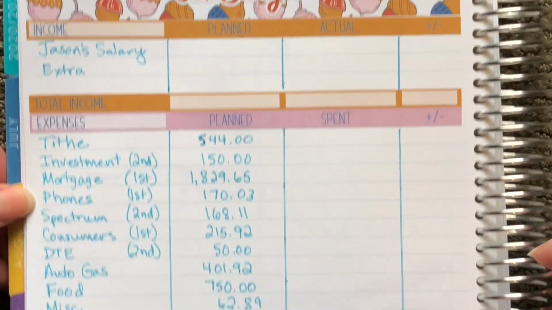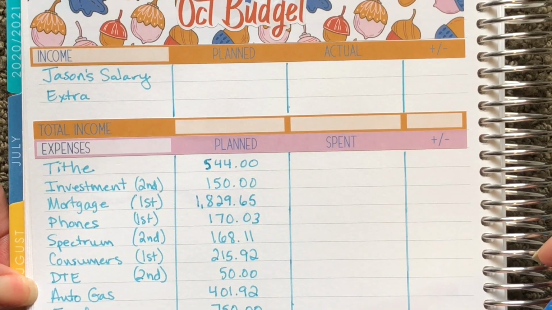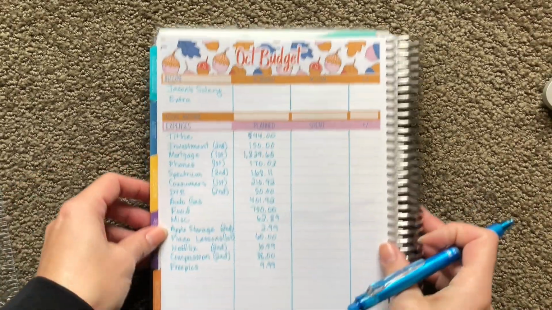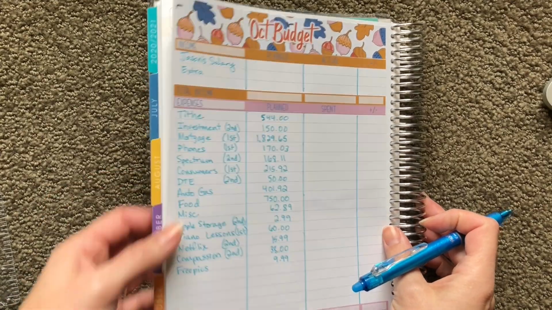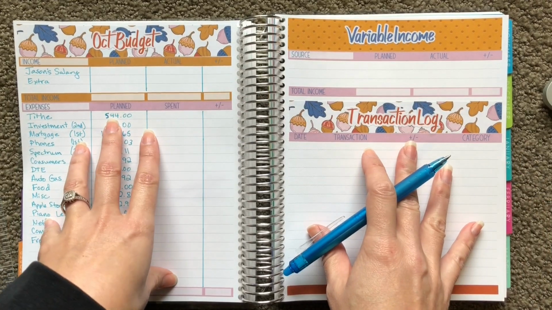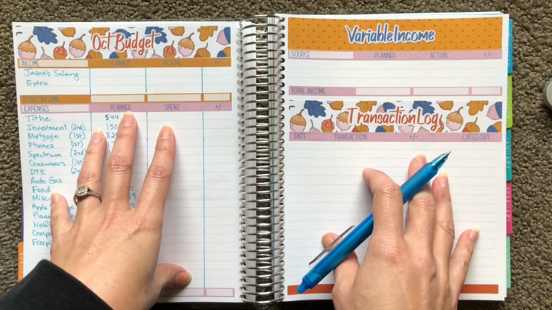That is our operating budget, and then I set up our sinking funds. But this is the meat of everything. We have been doing a really good job staying on budget. So this just helps us stay organized.